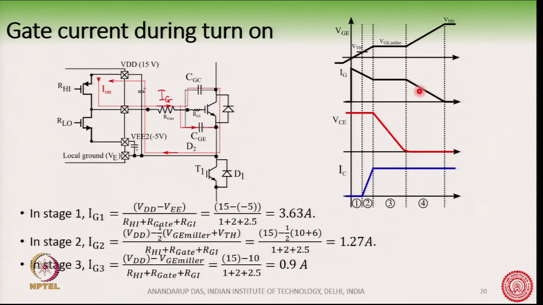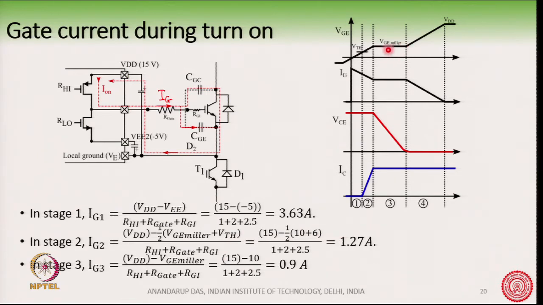In a similar way, IG2, that is the average current, roughly the current here. Then you see here the VGE voltage, again we will apply the KVL. The VGE voltage we can assume like midway between V threshold and VGE Miller. So, we have taken half of VGE Miller and V threshold, and VDD is the applied voltage. So, this is the net voltage in the loop, and this is the net resistance in the loop, and this value is 1.27. These values of VGE Miller and V threshold I have taken from the data sheet.